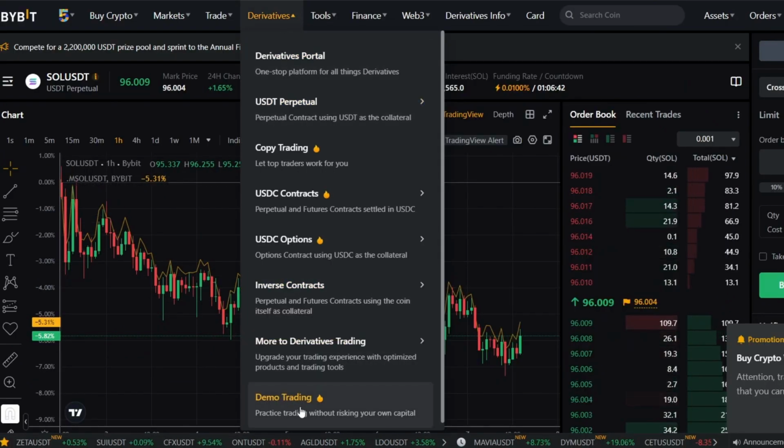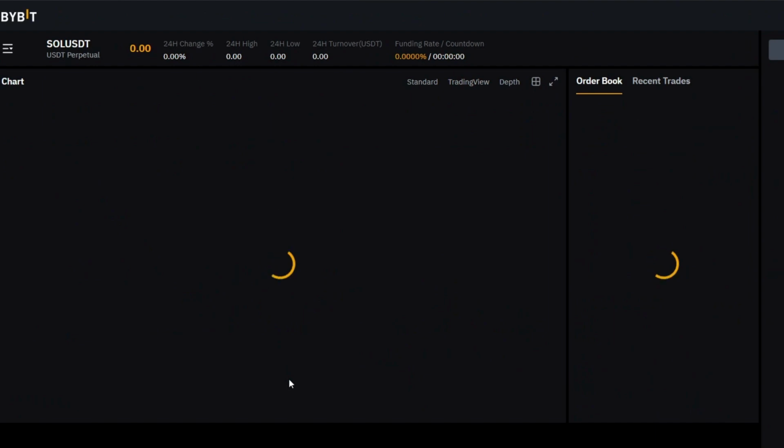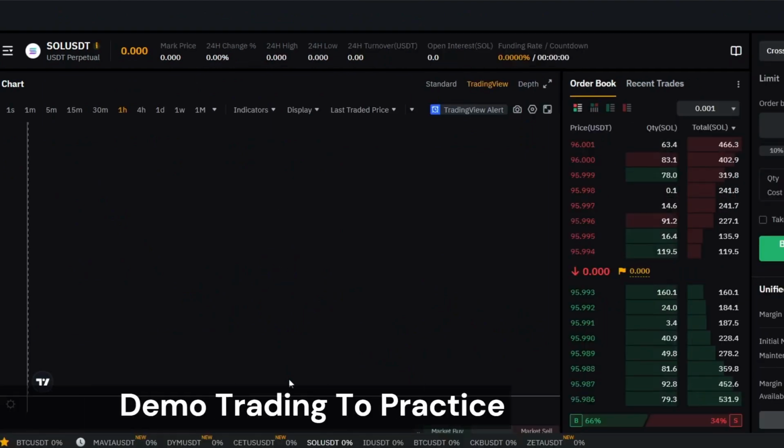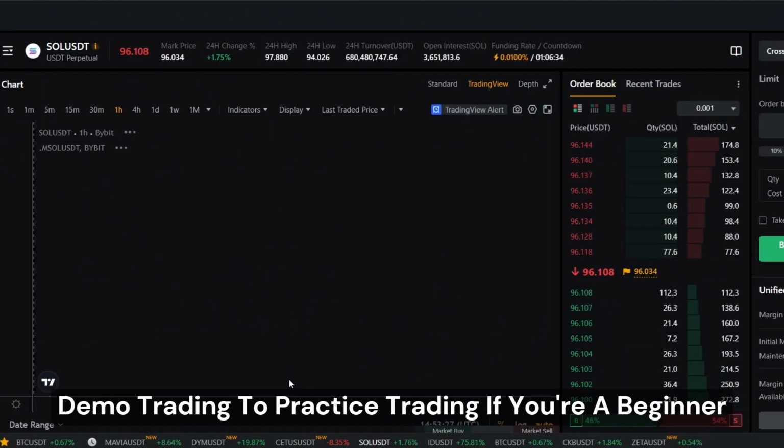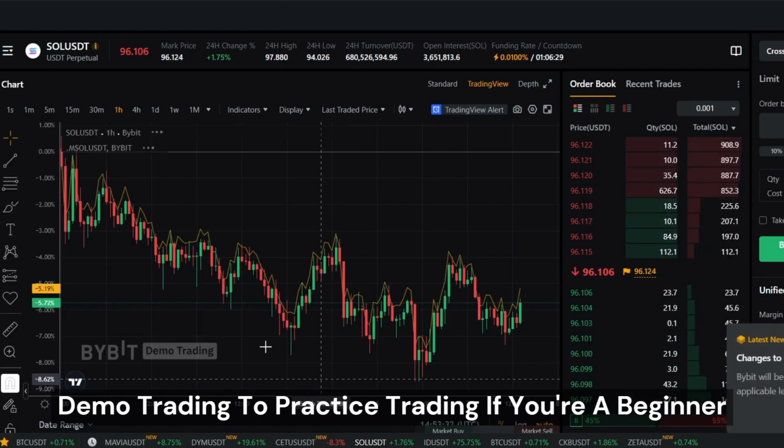Furthermore, to practice your trading on Bybit, there is a thing called demo trading, where you will trade on real charts utilizing fake money. Do this to practice trading without risking your money.